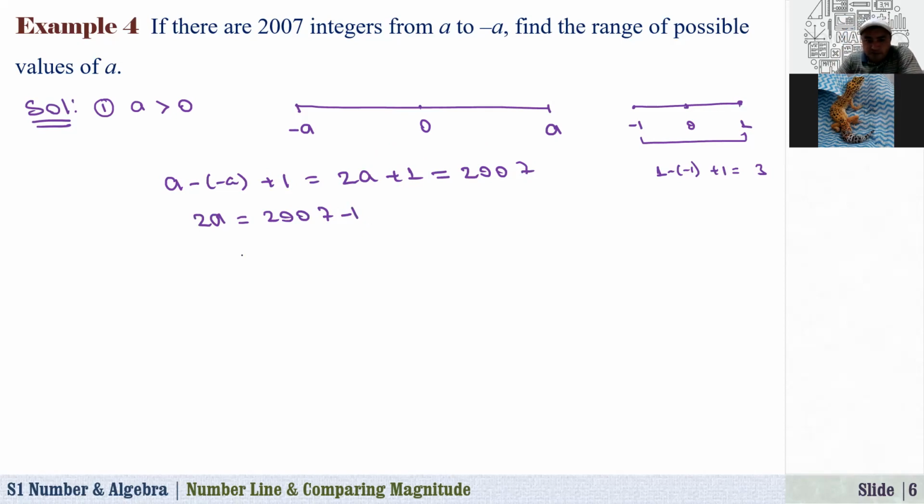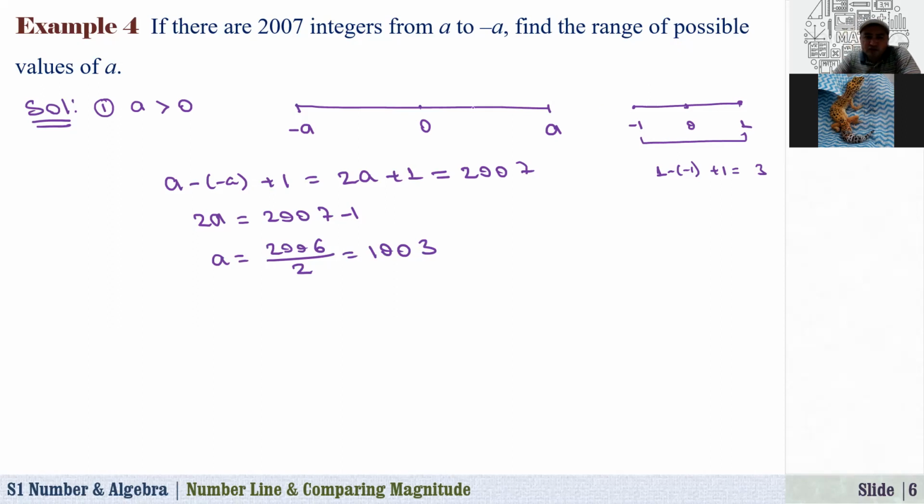Which is equal to 2006. Then what is a? a equals 2006 over 2, so that's equal to 1003. So it says find the range of possible values of a. So that's one possible value, 1003.